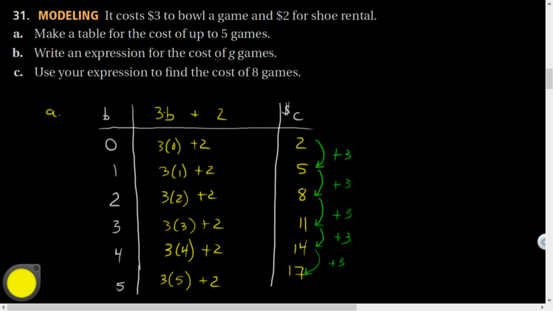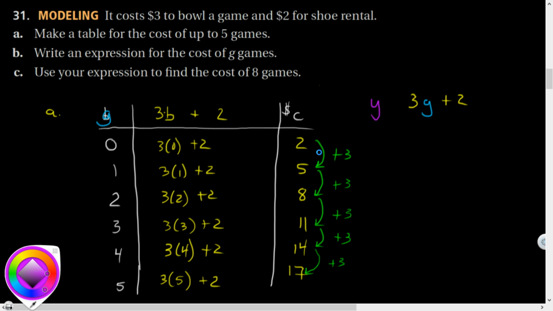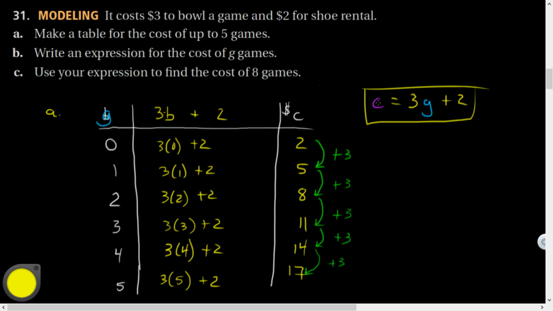And then it says, write an expression for the cost of G games. Oh, man, we used B instead of G. I'll make that a G. So my cost for G games is going to be 3 times G plus 2. And if you're really fancy, you could even say C equals, the cost is equal to 3G plus 2. We'll get into multiple variables later. Right now, you just would have had 3G plus 2.